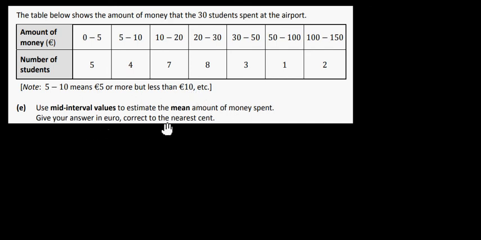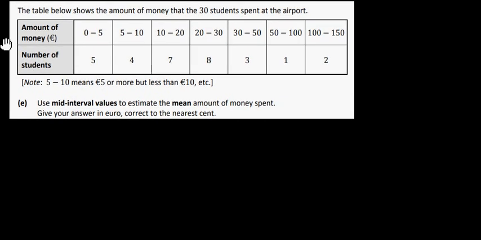Now, use mid-interval values to estimate the mean amount of money spent. Give your answer correct to the nearest cent. So we've got to work out mid-interval values here for each group. So let's just write out our mid-interval values. So our mid-interval values are going to be 0 to 5. You can add them and divide by 2. So 0 plus 5 divided by 2 is going to be 2.5. You got 5 to 10, well, that's going to be 7.5.